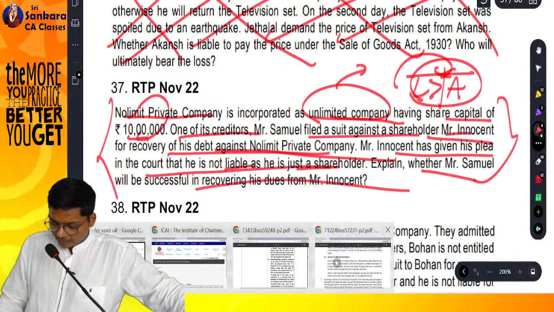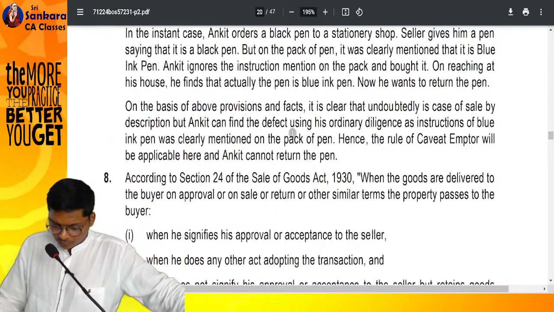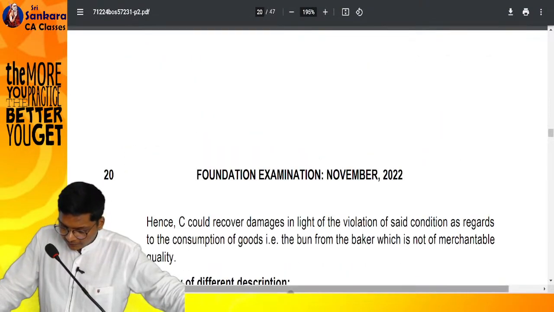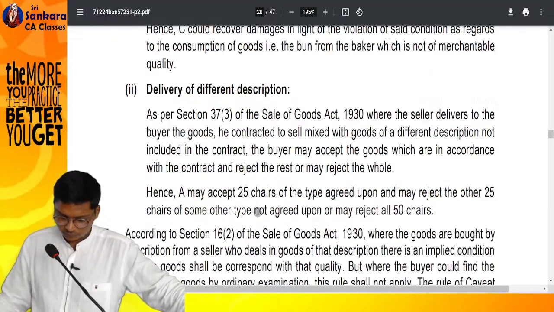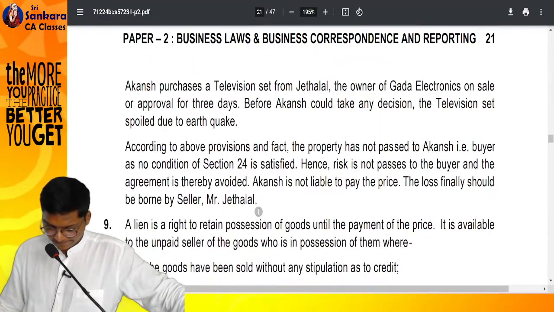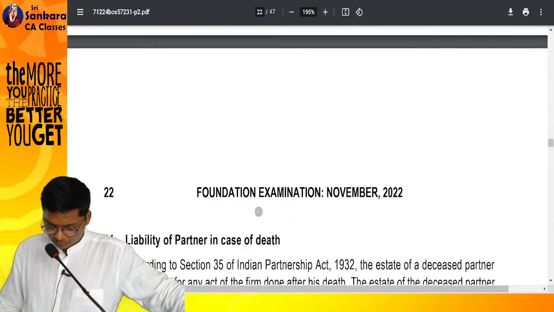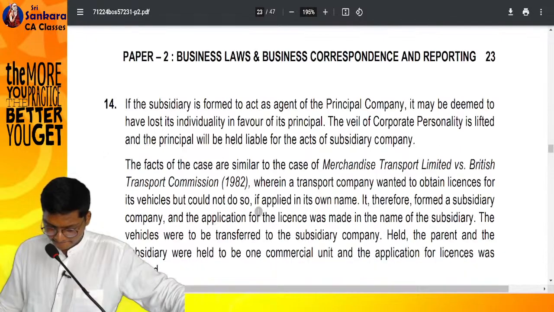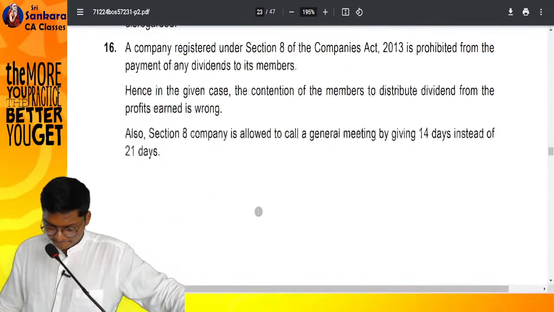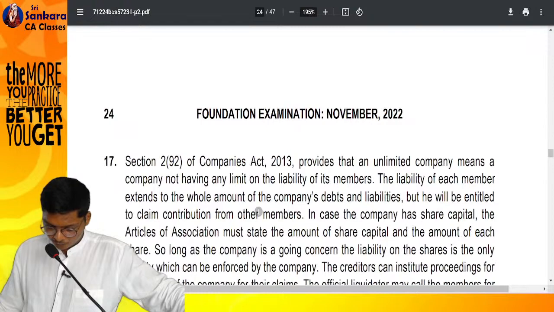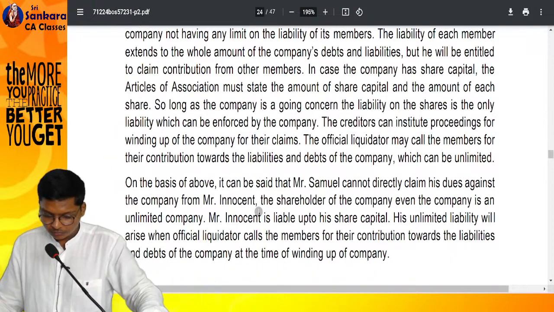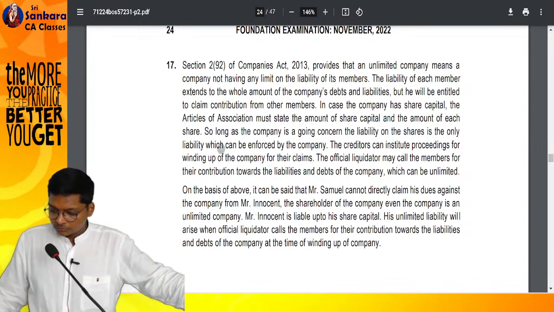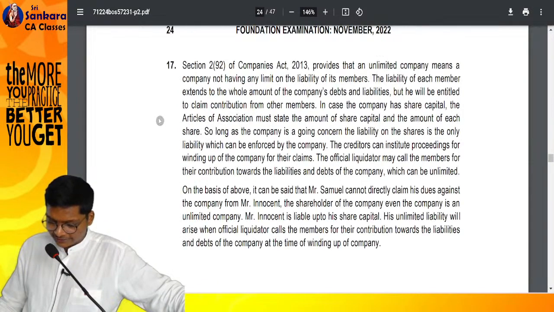Yes. I'll have to search where it is. In the RTP, no? Are we in November 22? Yeah, here is the answer. Readable. Sorry, yeah, I'm just checking. Yeah.